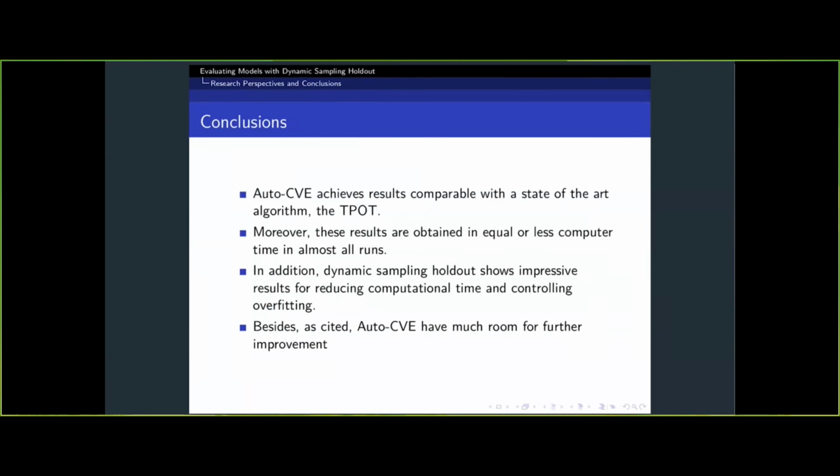At the end, some conclusions. Auto-CVE achieves results comparable with a state-of-the-art algorithm, the TPOT, and with much less computational time required. In addition, dynamic sampling shows as a great option to reduce computational time and maintain performance. And this proposal can be further improved, and everyone's suggestions are welcome.